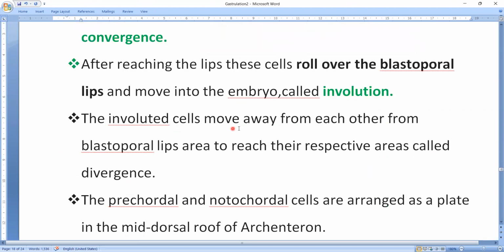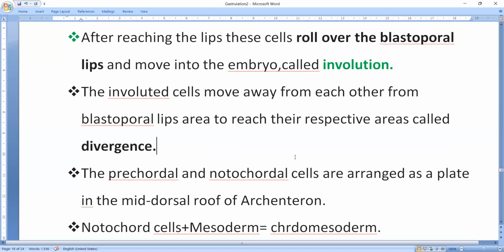The involuted cells move away from each other from the blastoporal lips area to reach their respective areas. That is called divergence. That means the cells that have come to the blastoporal lips will move away from each other because their future sites may be different. So different cells moving in different directions is called divergence.